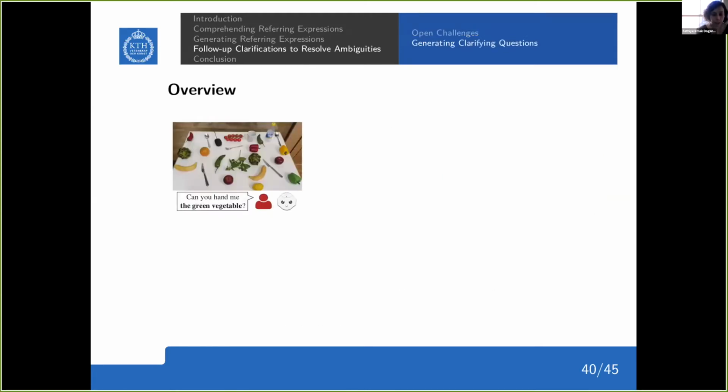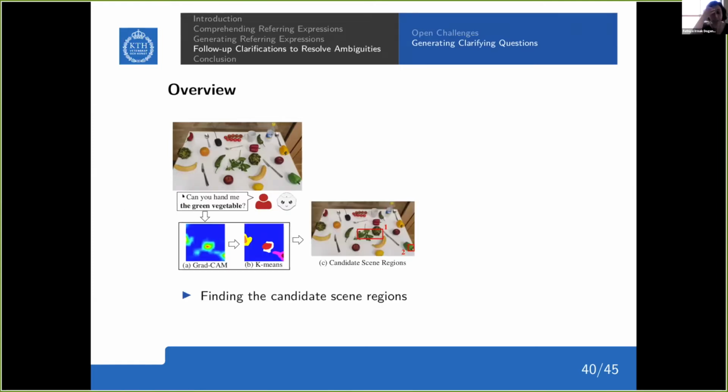Firstly, whenever the user asks, can you hand me the green vegetable? We firstly, again, identify the regions that fit the user's description as before. First, the GradCAM activations, then K-means clustering, and the clusters with the highest activations are suggested as the candidate regions. We found the candidate regions, and we know that there is more than one region fitting the request.